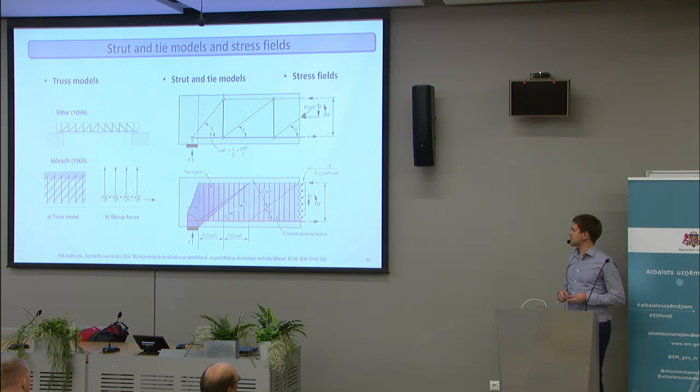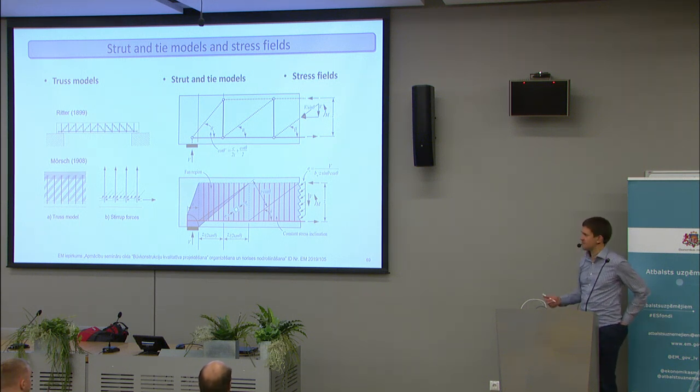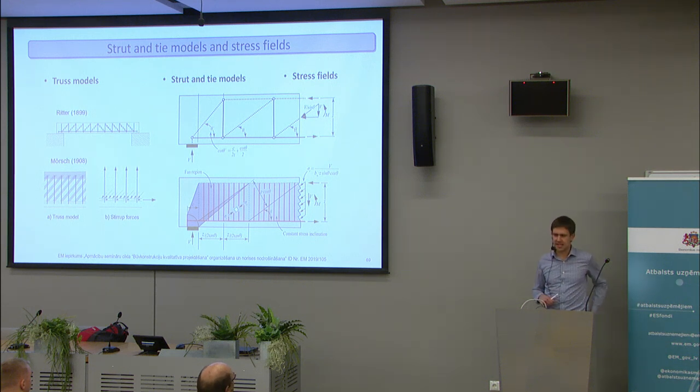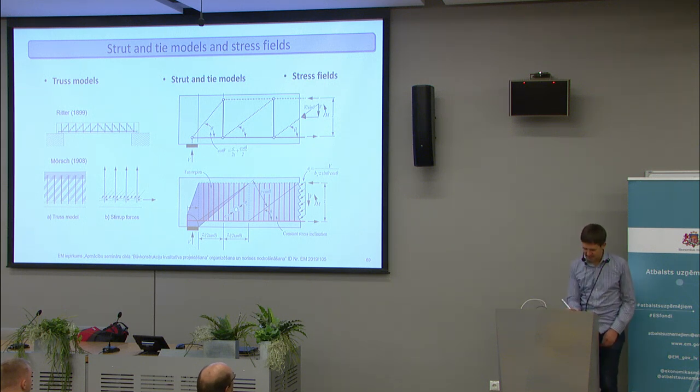So the strut and tie models, historically, it's not a new thing at all. It's probably even older than the flexural design of reinforced concrete. So already in 1899, Ritter proposed to look at a concrete beam as having a virtual truss in it, because back then people were used to designing steel trusses, so he proposed to design concrete with the same approach. Well, in his model, what he missed was the compression zone on top.